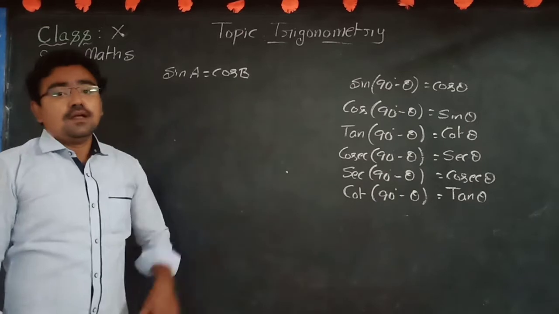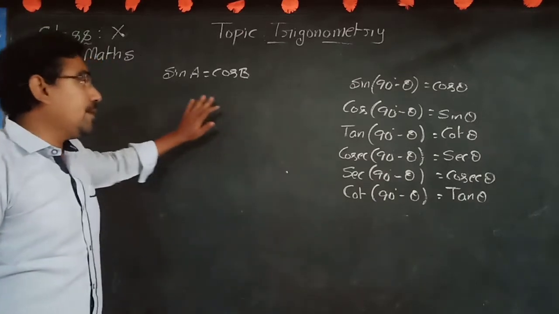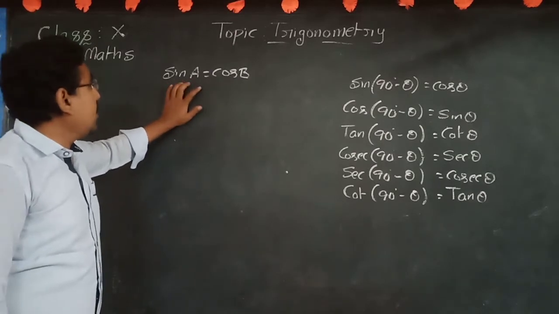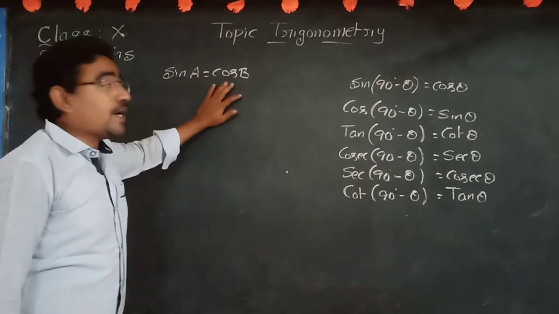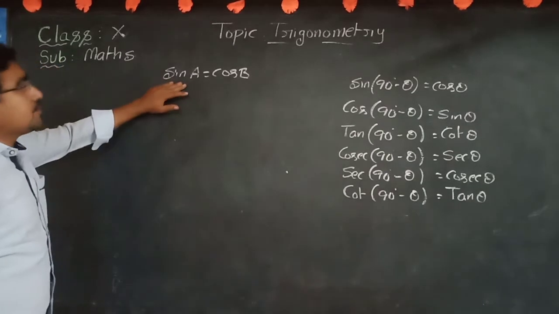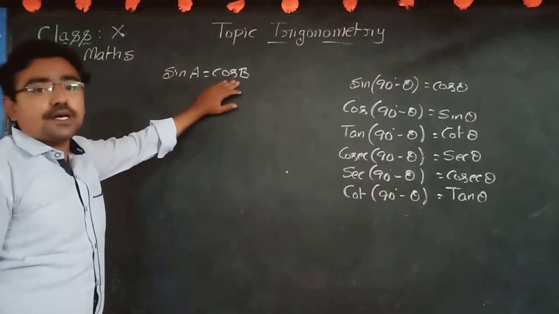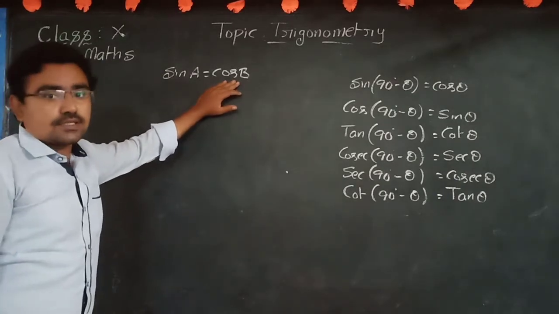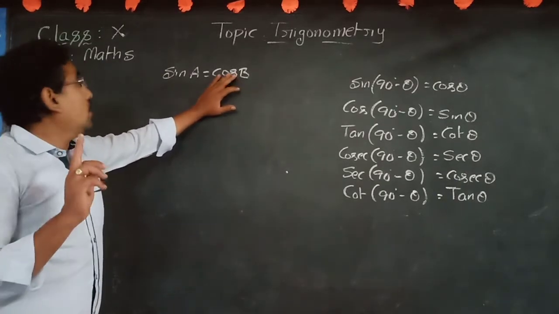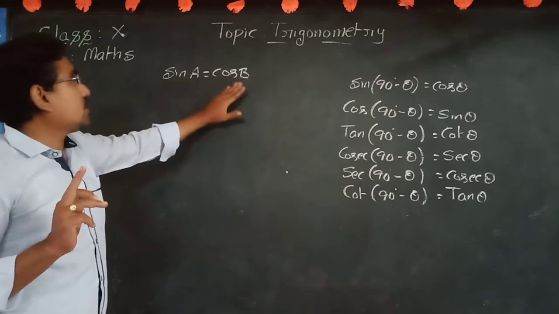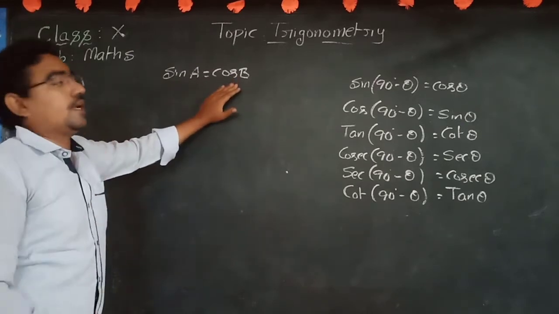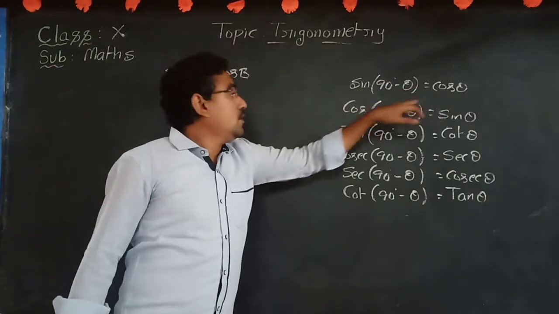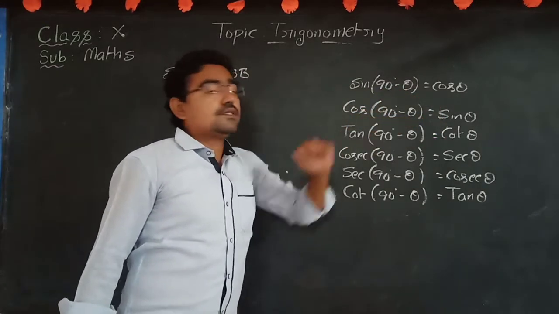Already we know about this. By the way, how can we identify A plus B equals 90 degrees? So what are the ratios given as equal? Sin A equals cos B. We should write either sin in terms of cos, or cos in terms of sin, our wish. We should change one side only, LHS or RHS. Observe this: sin of 90 minus theta equals cos theta, and cos of 90 minus theta equals sin theta.